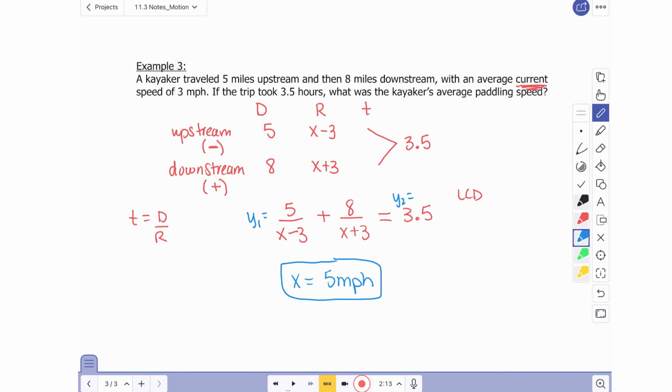So this is something that you can do when you are trying to find a solution. You can take the left side, put it into y1, take the right side, put it into y2, and then find the point of intersection.